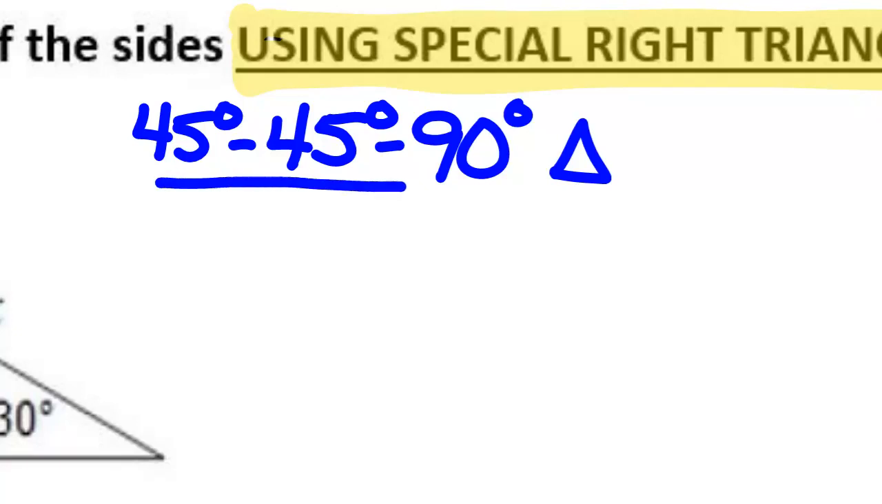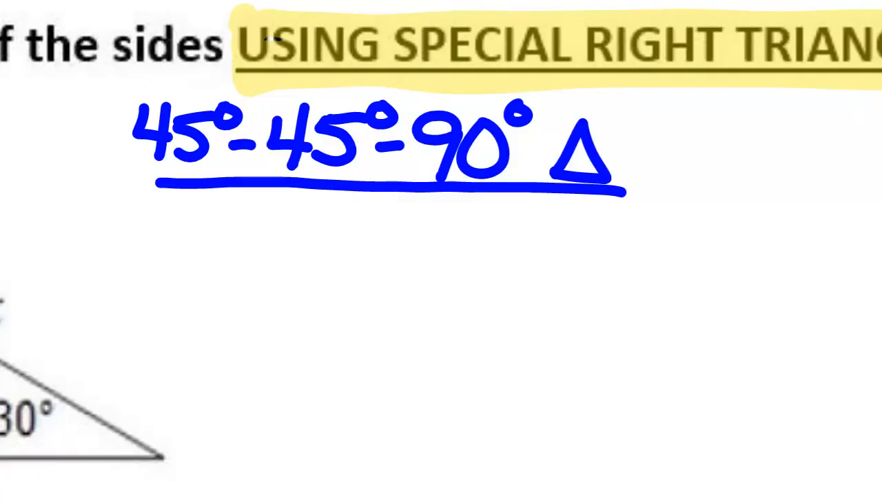In a 45-45-90, we have two angles that are the same, which means what about my sides? Two sides are the same. This is also called an isosceles right triangle, isosceles because two sides are the same. The hypotenuse will never be one of those two sides that are the same. It'll always be the other two.